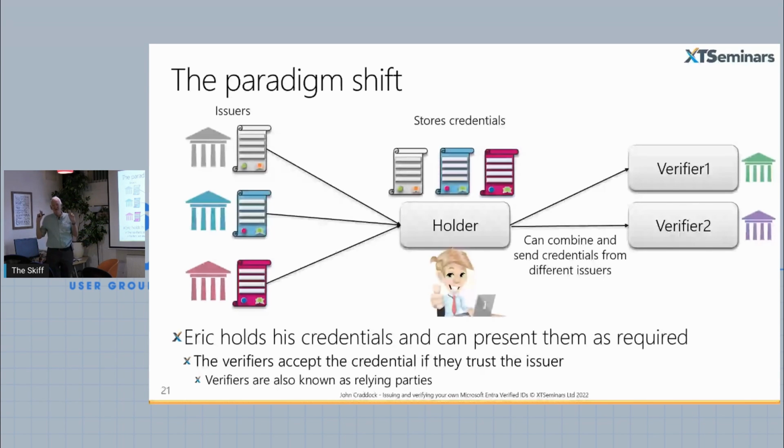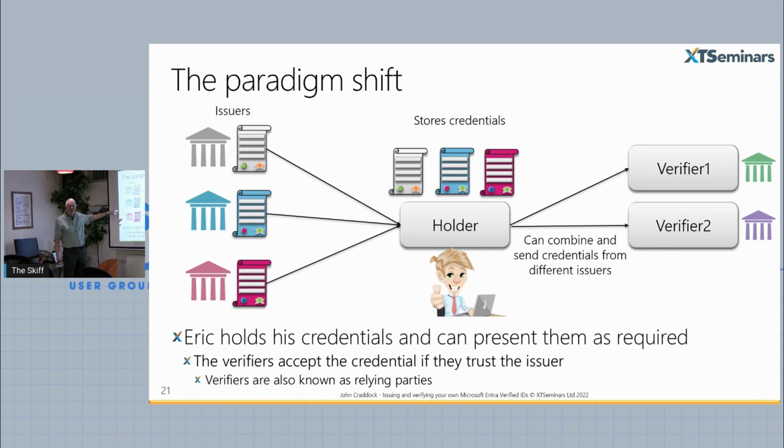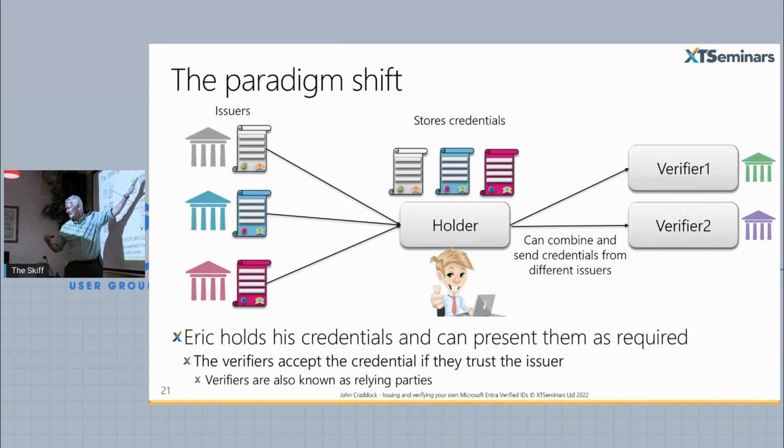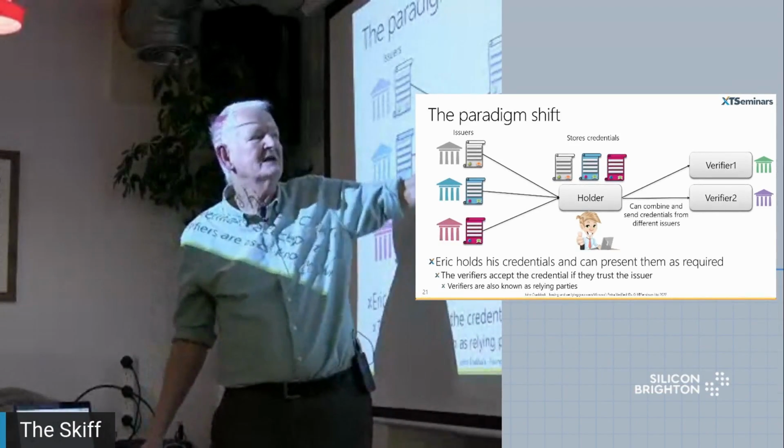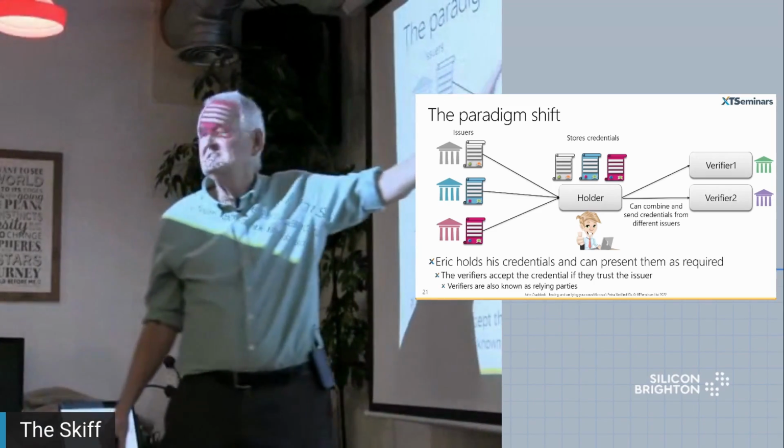So this is the challenge: people have to trust these issuers. So who are the issuers? It could be a government organization. It could be a bank. Or it could be an identity proofing service. And so Eric now holds what is called a verifiable credential or verified ID, which holds information about his identity. So absolutely concrete proof that he lives at a certain address. This is his picture. And then that information will be digitally signed by the issuer and can be presented by Eric.